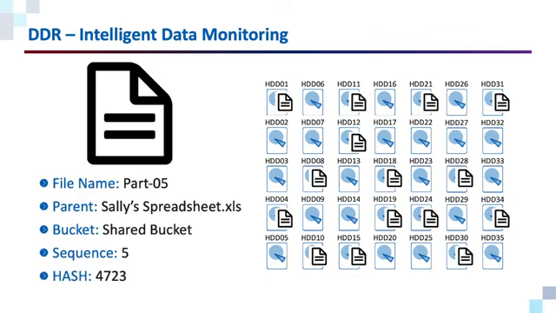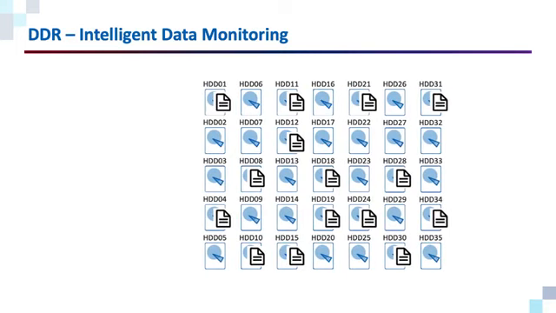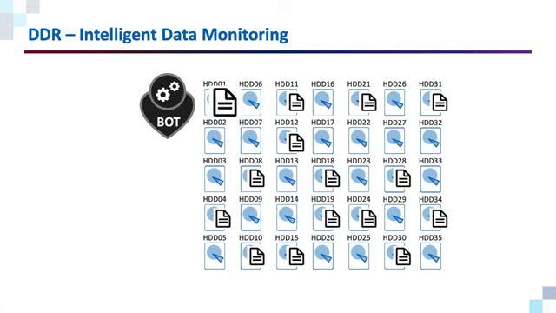Now this is only some of the metadata that is associated with the object parts, but the point is, we not only maintain intelligence at the object level, we have intelligence at the object part level as well. So let's take a look at how some of this metadata is used. DDR processes systematically look at these object parts and verify the metadata is consistent with what's in our databases. In this case, we have the file name, the parent, the bucket, the sequence, and the hash.